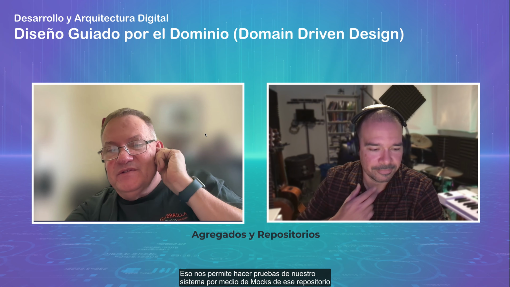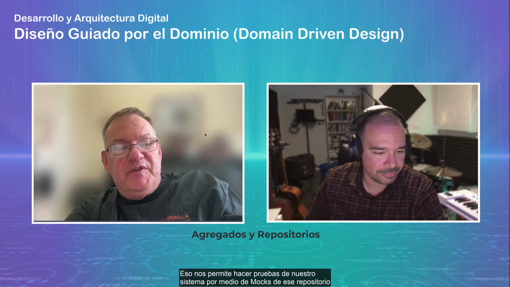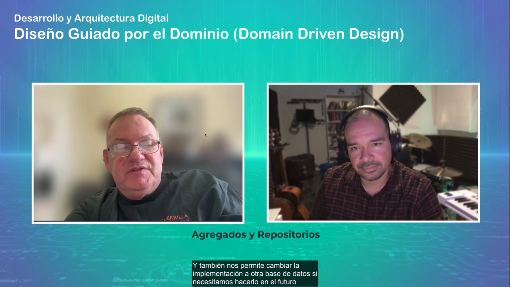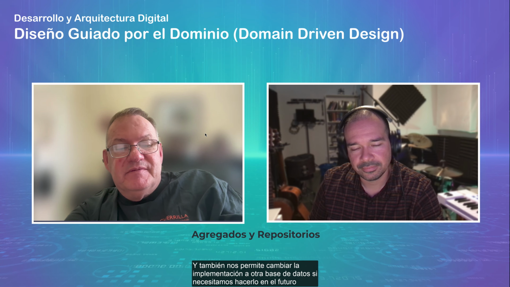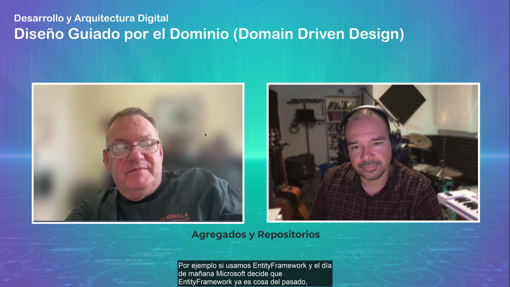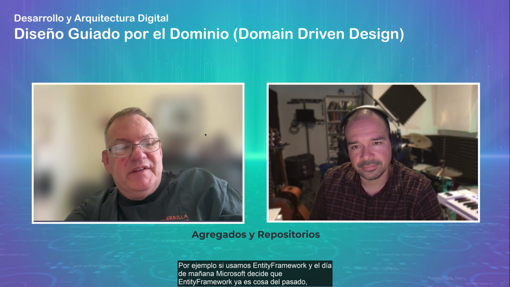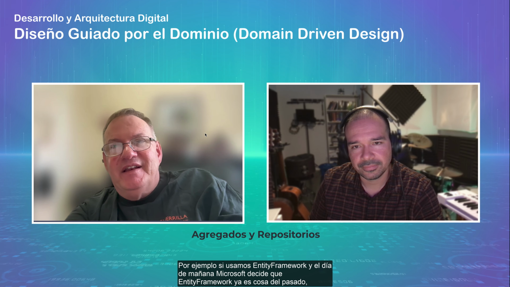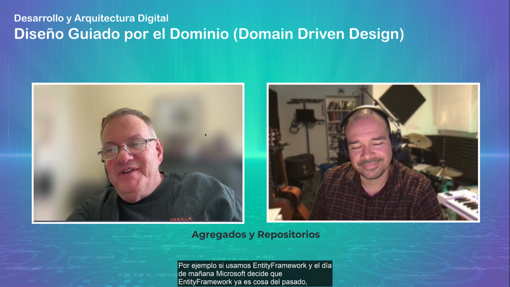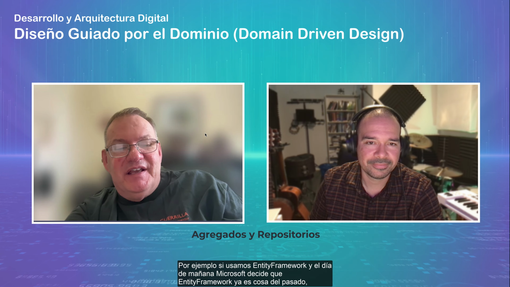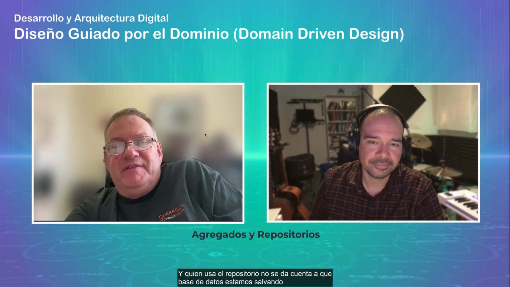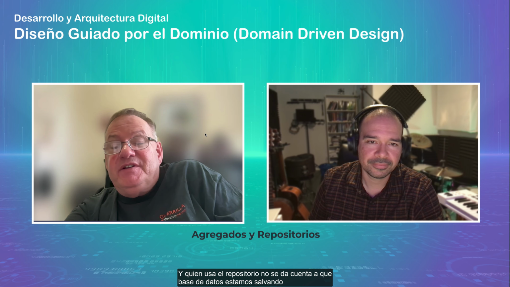Right, that allows you to test your system by mocking out that repository, and it also allows you to change the implementation to a different kind of data store if you need to in the future. So if, for example, let's say you're using Entity Framework, and then tomorrow Microsoft decides, Entity Framework is in the past, we're going to switch to something totally new for data access. You can make that change, and the thing that uses that repository interface isn't aware at all of the kind of thing that you're actually persisting to.